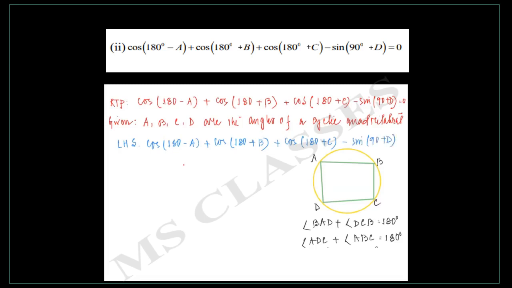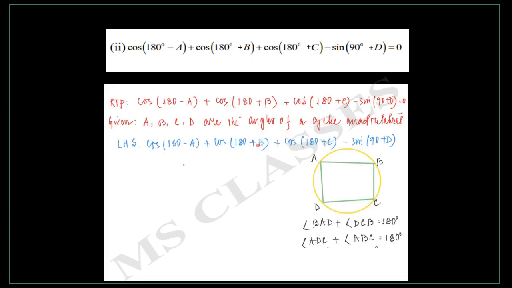Now our intention should be to convert the whole thing with respect to only two angles, because you can see angle A and angle C are related, and angle B and angle D are related. So suppose we remove C and bring in A, that is, we express C in terms of A. Similarly, we can remove angle B and express it in terms of D.